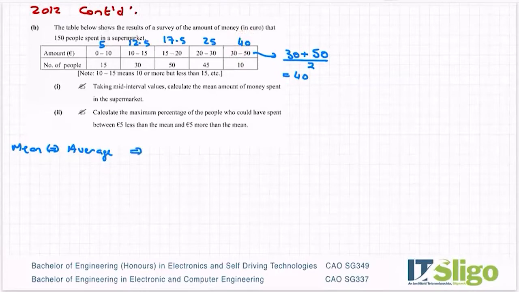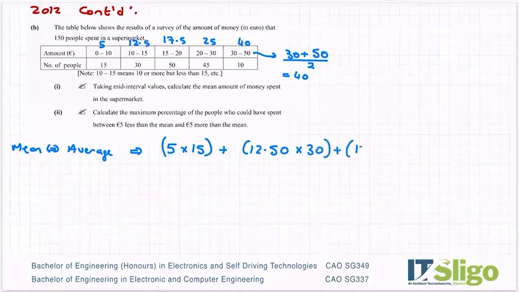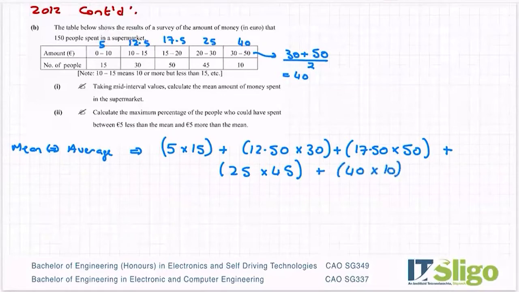Well, we add them all up. So I have that €5 in the first one. I'm doing this one first. And I have 15 people that spent that. Okay, so this is the bit that's different when it's a grouped frequency table. I have 12.50 in the second column, and I have 30 people that spent that. 17.50 in the third column, and 50 people that spent that. I have €25 in the fourth column and 45 people that spent that. And then, of course, €40 in the last column and 10 people that spent that.